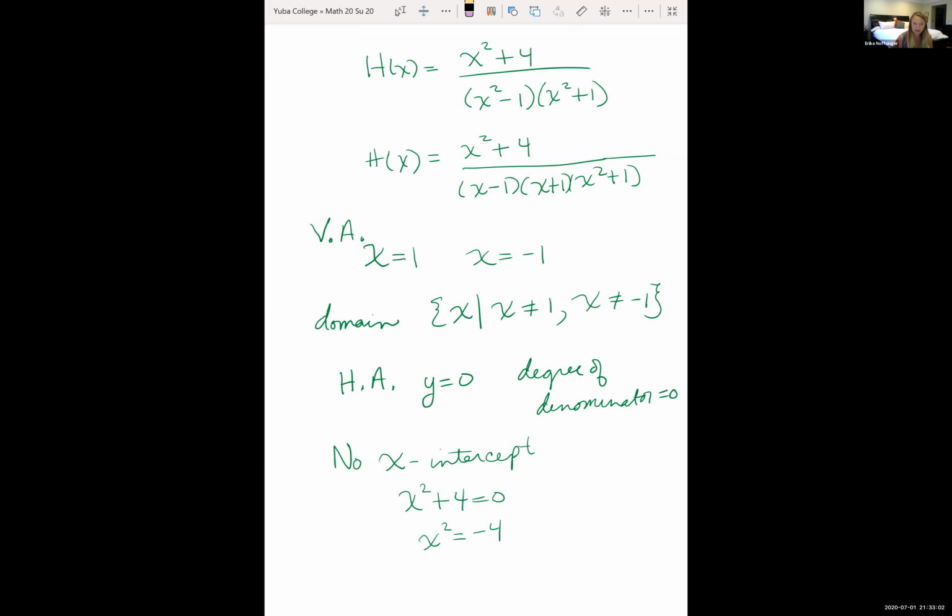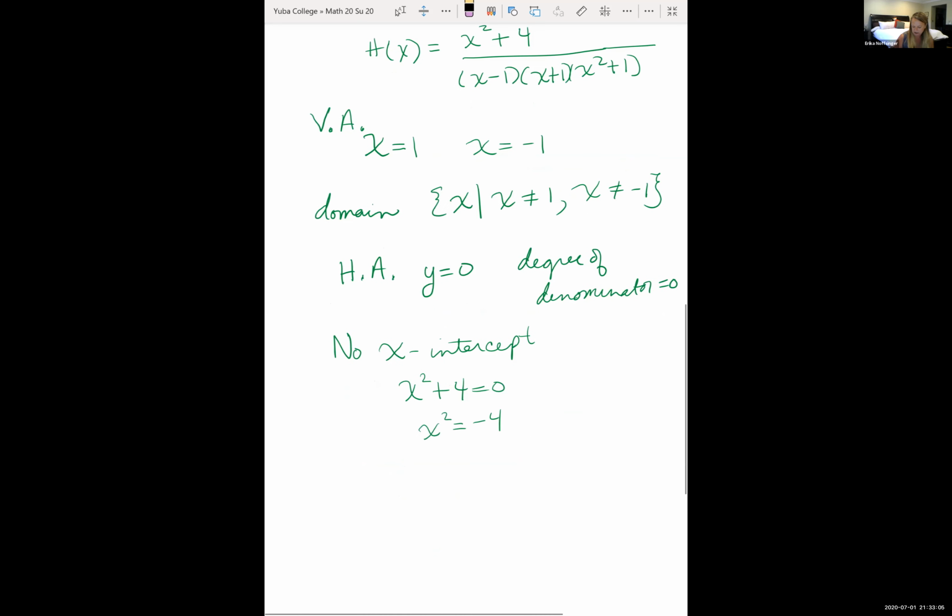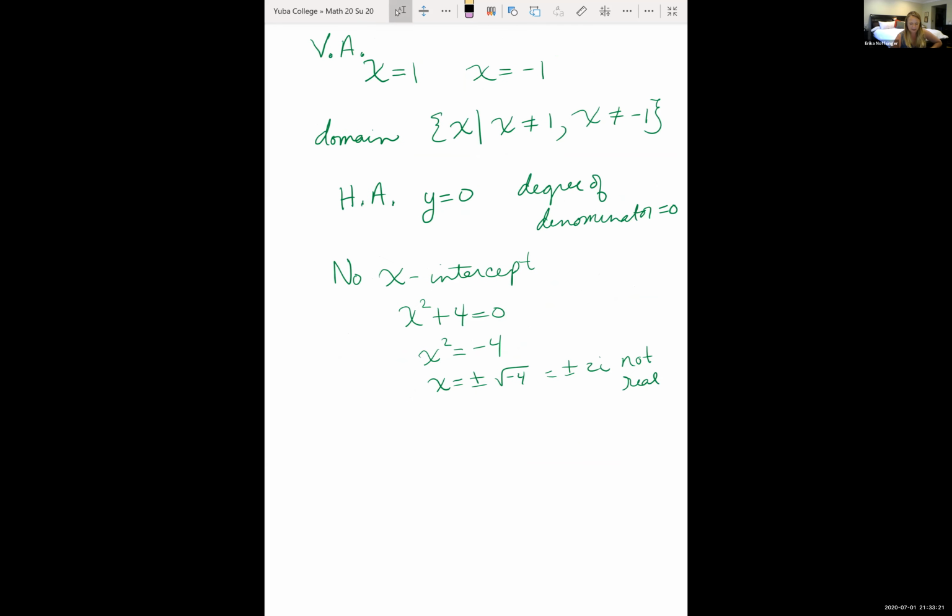If we use our square root method, solve for x squared, take the square root of both sides, we get plus or minus square root of negative 4. No. Sometimes we want those values, the solutions, but not for an x-intercept.